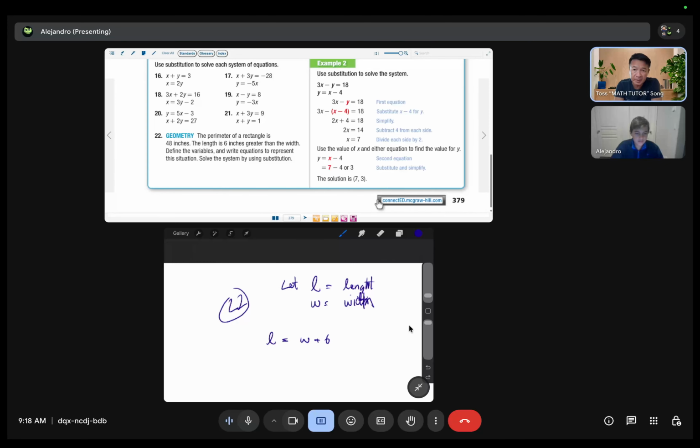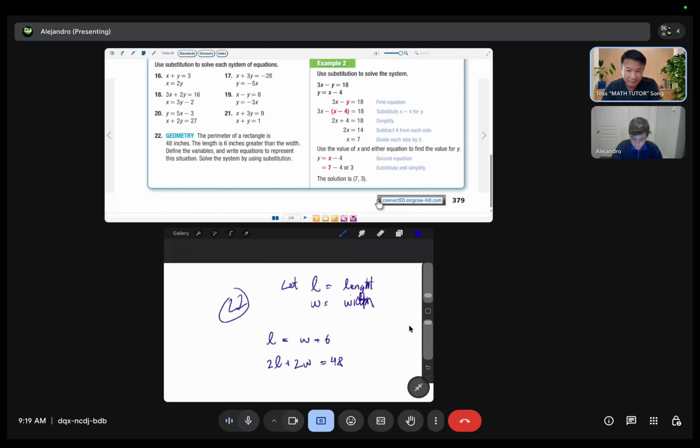Anyway, what about the perimeter? You need the second equation. Okay, so second equation would be L plus W equals 48. Say it again. 2L plus 2W. Yeah, you got it. Okay, now let's solve, right?